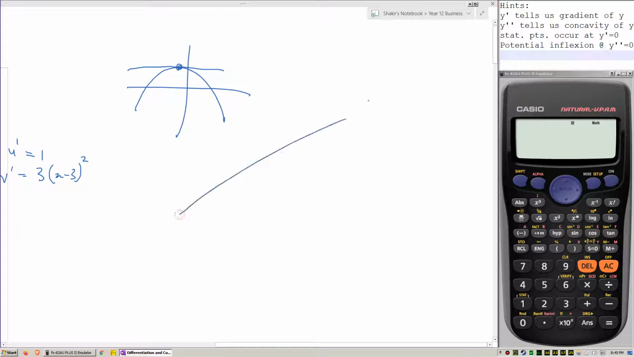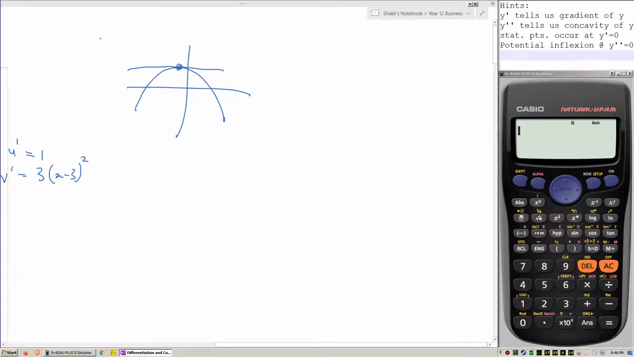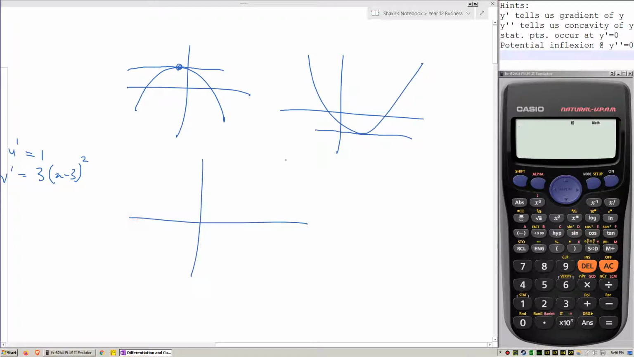A positive gradient looks like this, negative gradients look like that, and stationary points have a horizontal gradient. That's what a stationary point is. If you're taking notes, you might want to write that down: stationary points are points where the curve has a horizontal gradient. And you can have four shapes, four types of stationary points. So you have one like that. You can also have one like this. Once again, that's a stationary point. And you can also have something which looks like this.